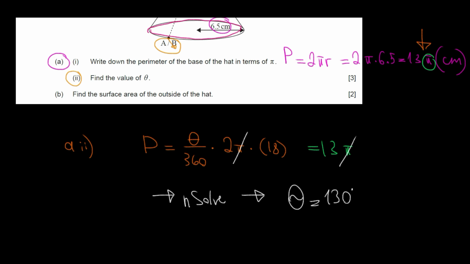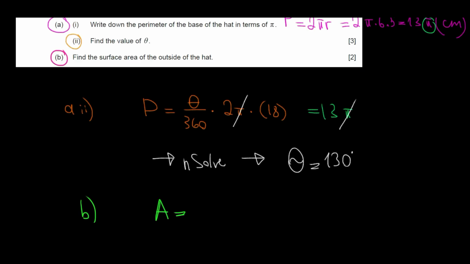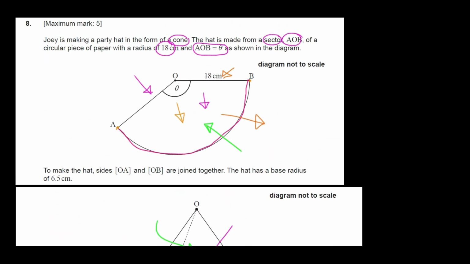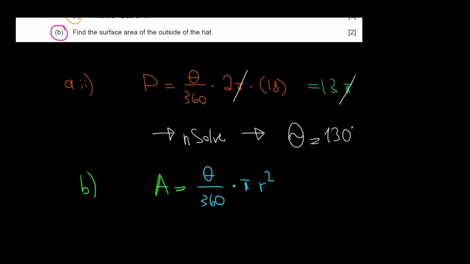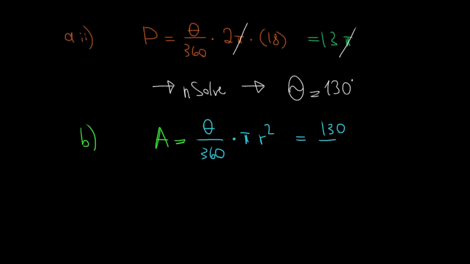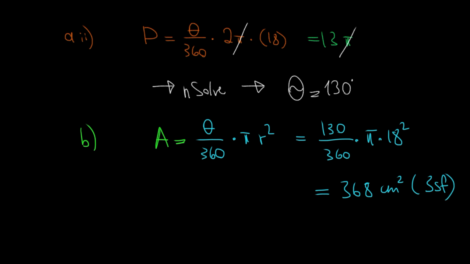It's over here below. Find the surface area of the outside of the hat. The area that we're looking for is the area of the sector, and we have the formula theta over 360 times pi r squared. In this case, we know that theta was 130, we found it. The radius is still 18. Put all these values together and we are going to have 130 divided by 360 times pi times 18 to the power 2, and that gives us an answer of 368 centimeters squared to 3 significant figures. Hope this all makes sense. We're done with the exercise.